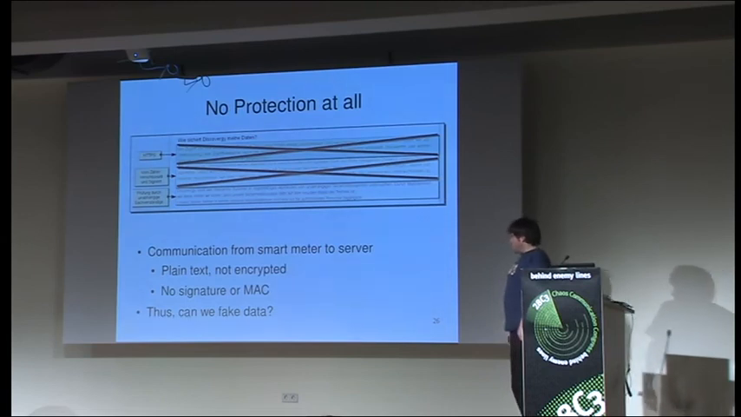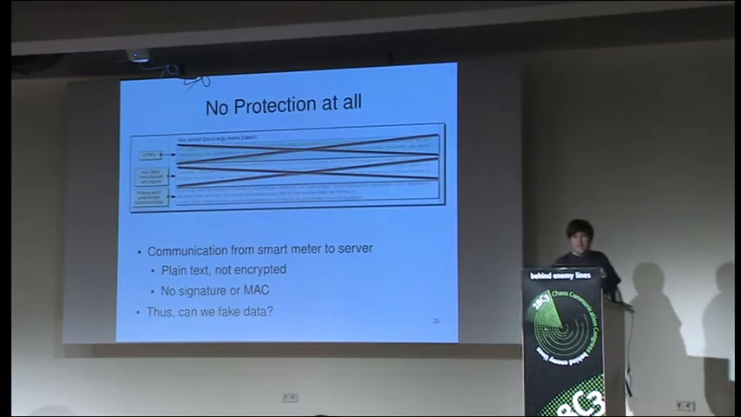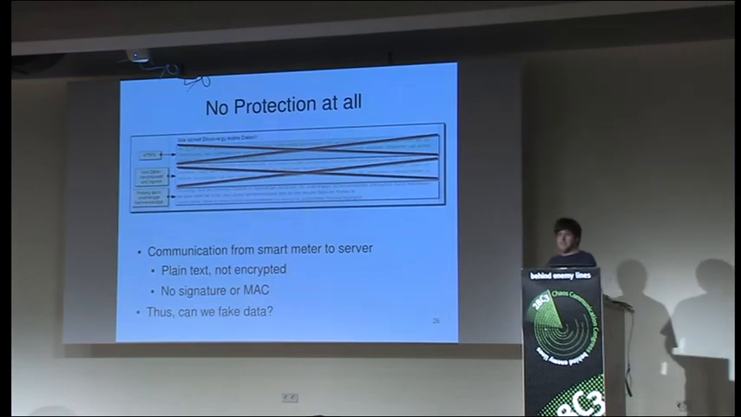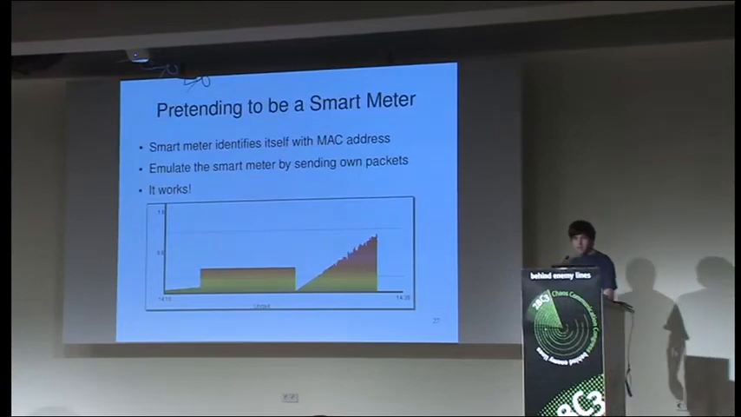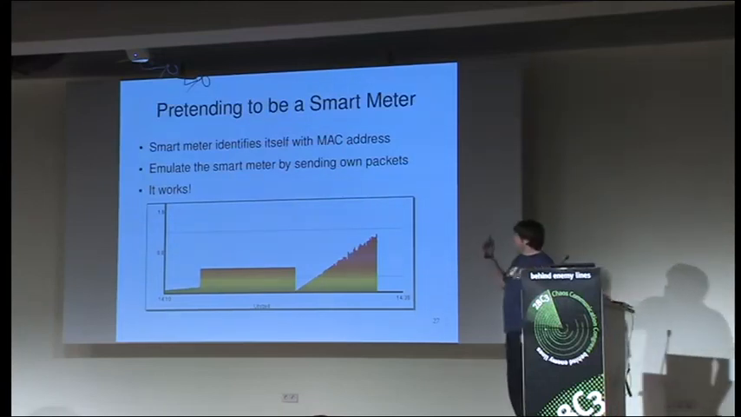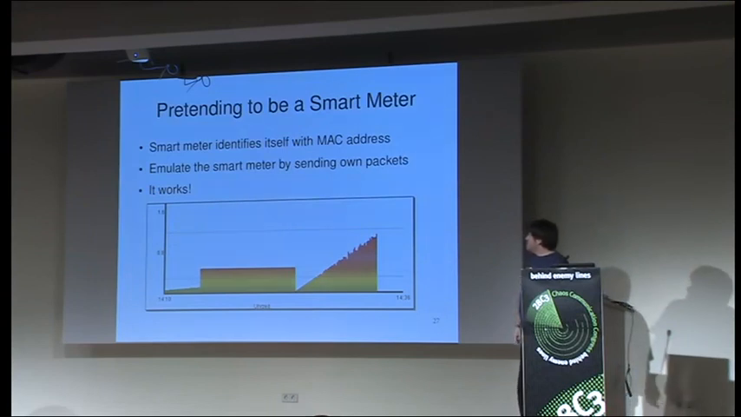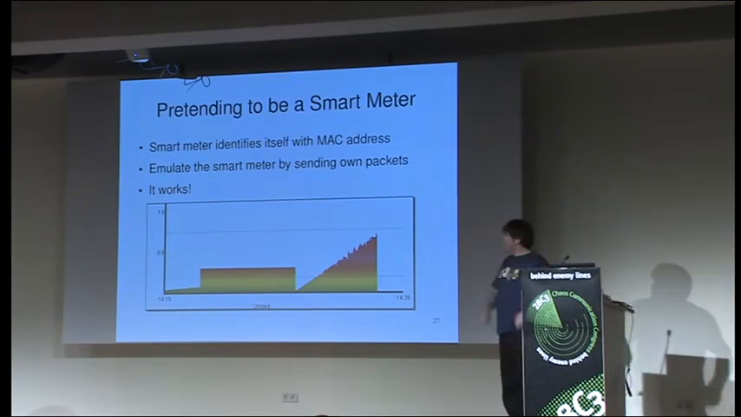Thus, I was quite curious: is it possible for me to fake the data? I don't want to hack the smart meter. There are some fancy seals on it, and you can't open it, and I didn't want to destroy this. So the only thing I thought, when I send my own packets, it may be a little bit confusing when the smart meter is sending its own packets. So I took the cable out of the smart meter, so it had no connection anymore, and I sent my own packets. I had the MAC address of the smart meter, and I emulated the smart meter with my Windows program.